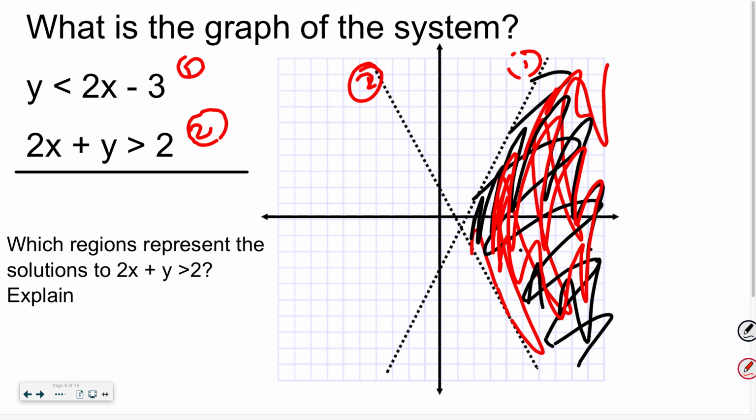Like, right, blue and yellow is green. So in between is the solution, the points that they share. Yeah. Yep. So the overlapped shading.